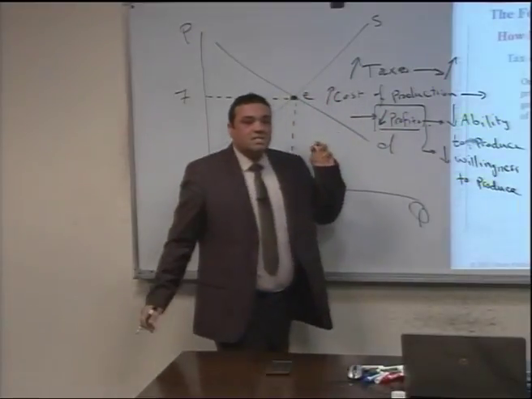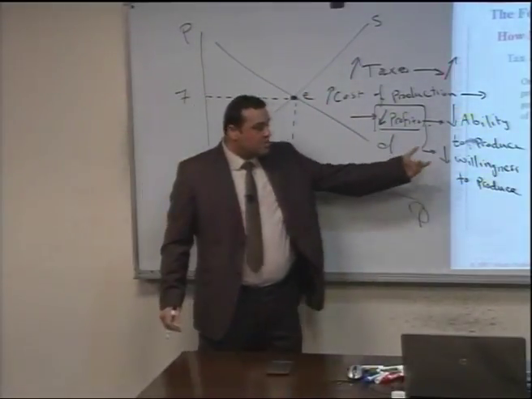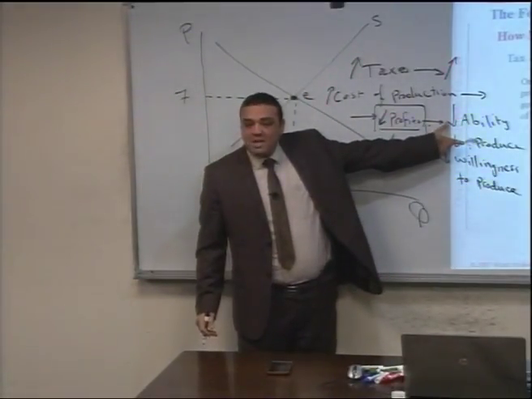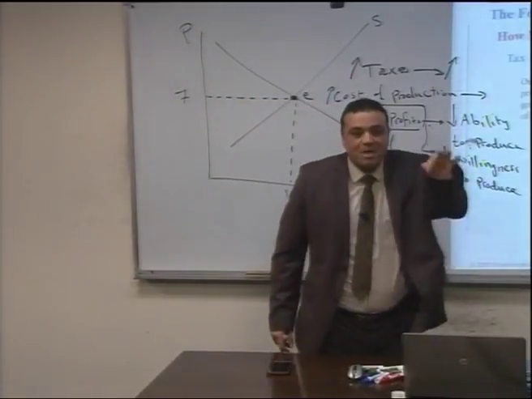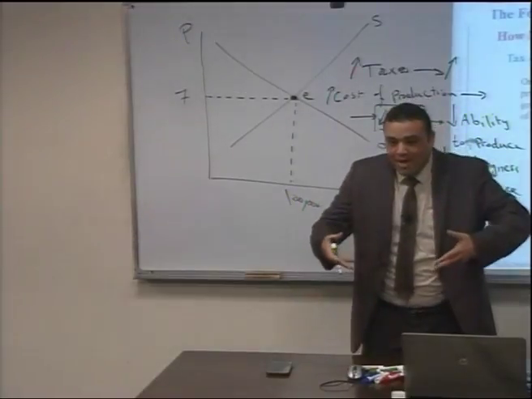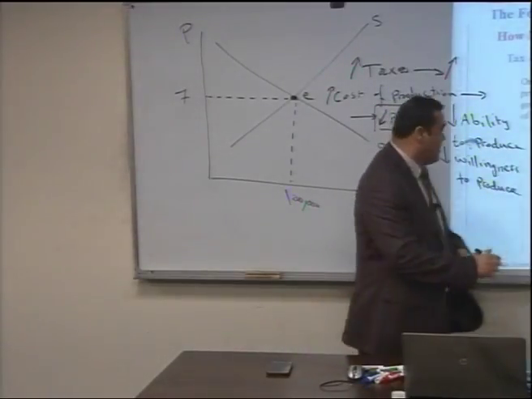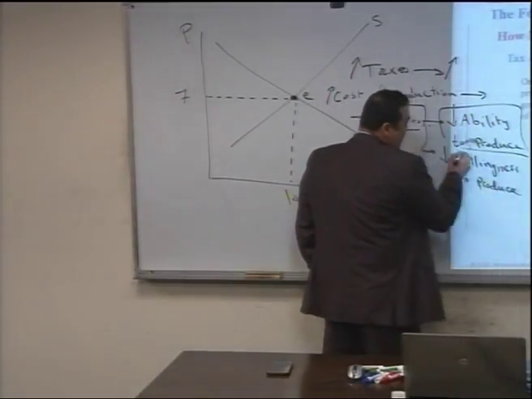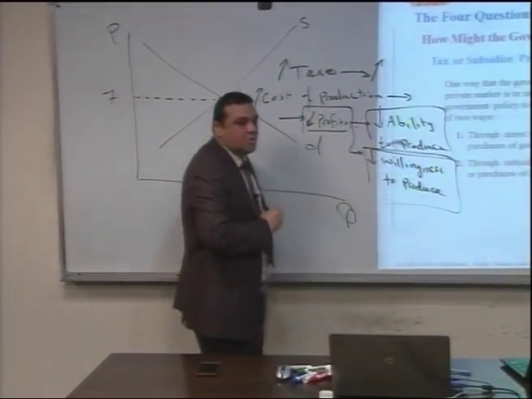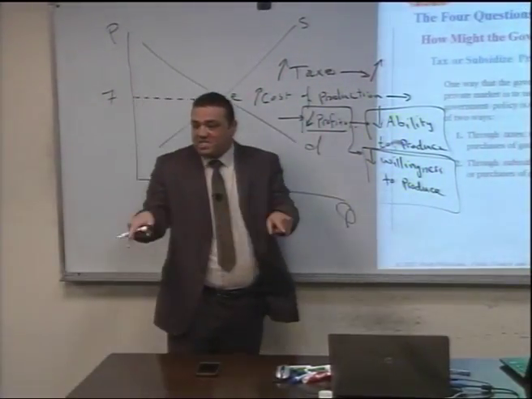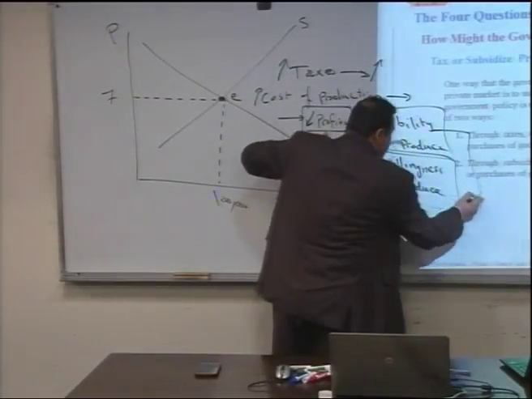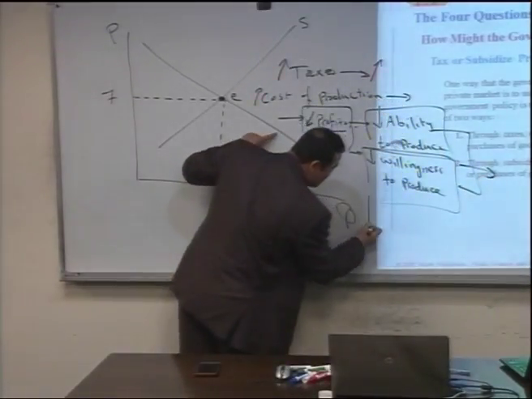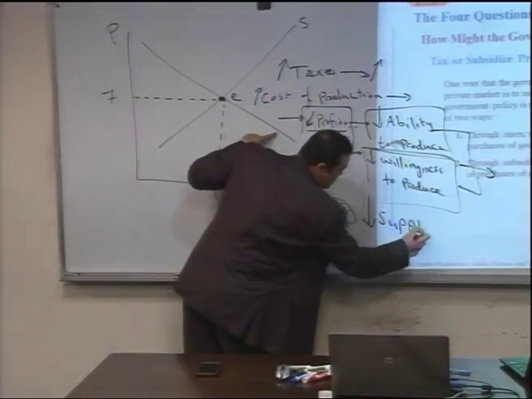So, as the ability to produce goes down and at the same time the willingness to produce goes down, what will happen? Supply goes down, because supply of cigarettes equals ability to produce plus willingness to produce. As these two things went down, this leads to a decreasing supply of cigarettes.